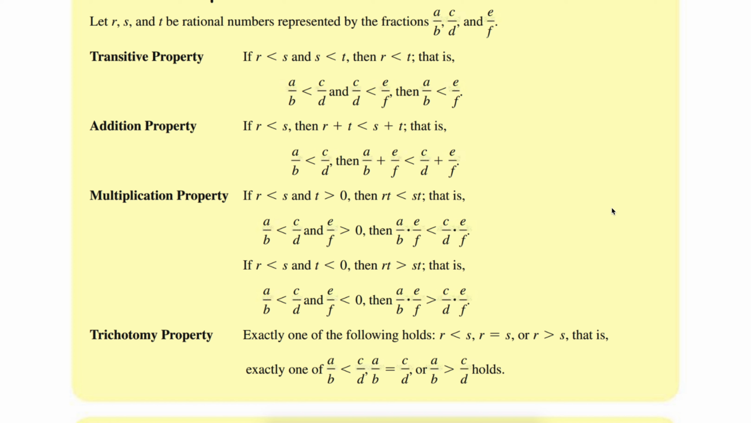The addition property says that if one fraction is less than another, you can add the same amount to both fractions, and that first one's still going to be less than the second. Multiplication property, same thing, but with multiplication. And then you have the trichotomy property, which says that if you have two numbers, two fractions, one of three things will be true. Either the two fractions will be equal, one of them will be less than the other, or it will be greater than the other. And that should be very common sense to you all.